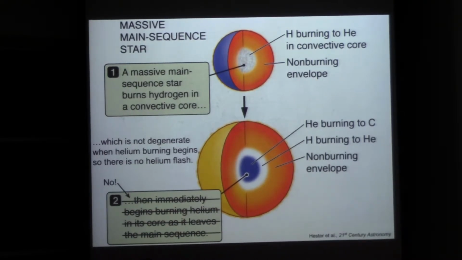And it's not degenerate when helium burning begins, so there's no helium flash. And I say no because this illustration from one of the intro textbooks I've used in the past says, then immediately begins helium burning in its core and leaves the main sequence. No, not as far as I know. I've never been given that impression before. So no, it first does the hydrogen shell burning thing, builds up enough helium in the core to have the core contract to 100 million Kelvin, and then helium burning begins, but gradually, both in high mass stars and in higher mass low mass stars, so to speak. Helium burning in the core begins gradually.